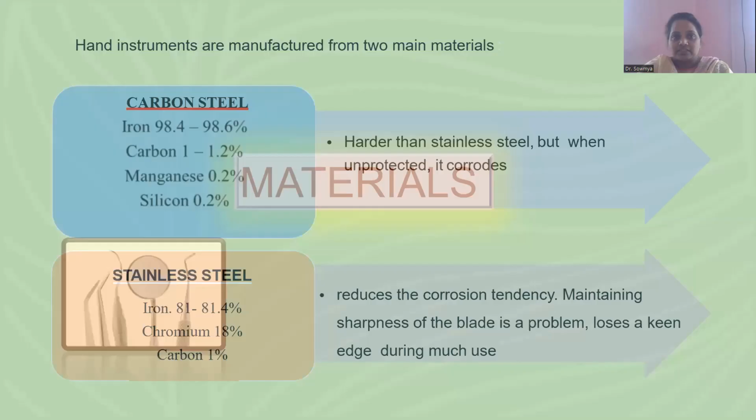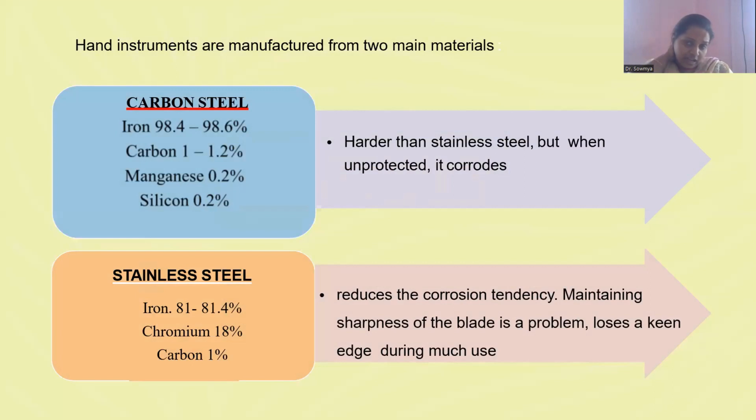Now coming to the materials. Most of the hand instruments are of two types. They might be either carbon steel or stainless steel. Carbon steel, the composition would be iron, which is 98.4 to 98.6 percent, carbon 1 to 1.2, manganese 0.2, silicon 0.2. Other than carbon steel, stainless steel can also be used. Stainless steel, the composition would be iron 81 to 81.4 percent, chromium 18 percent, carbon 1 percent.